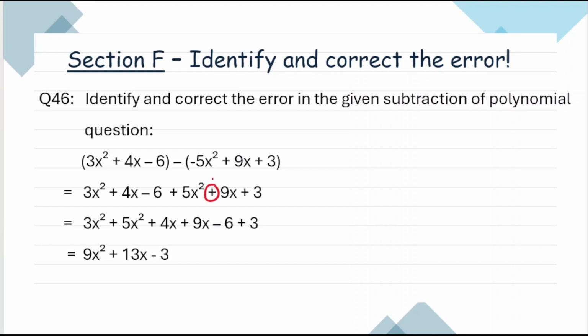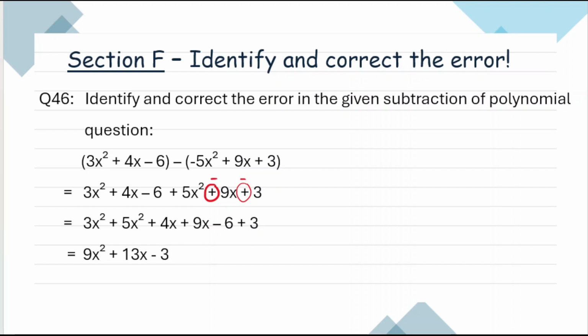This should be minus. And then what is the next one? This plus 3 should become minus again because of the minus outside. So this should also be minus, and that is our error. Now these signs are wrong, so the next two steps' calculations are automatically wrong.